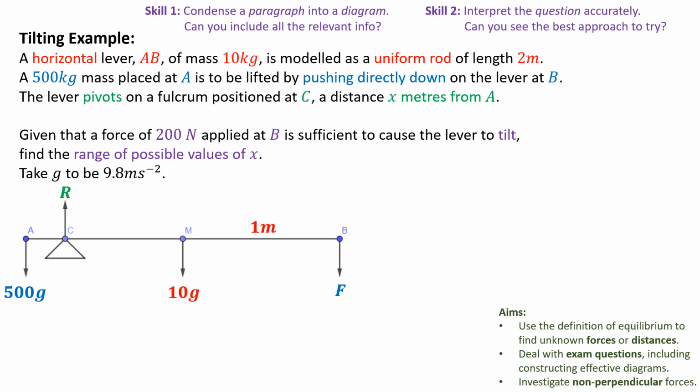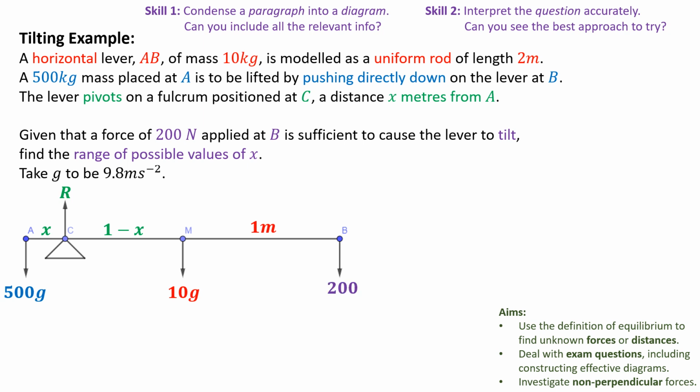We're also told in the next part the lever pivots at a distance x meters from A, so we can include x. And if we've got x, we can also include 1 minus x. So now I've got all the distances and I've got all the forces. Then we get to the question part of the question. Because currently F, R, and x are all unknowns. And unless we know what's happening or we have more information, we can't do a huge amount with this. But then they say that a force of 200 newtons is sufficient to cause the lever to tilt. That means we can replace the F acting at B with 200.